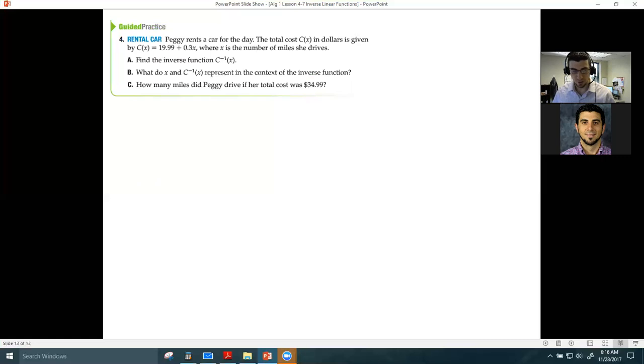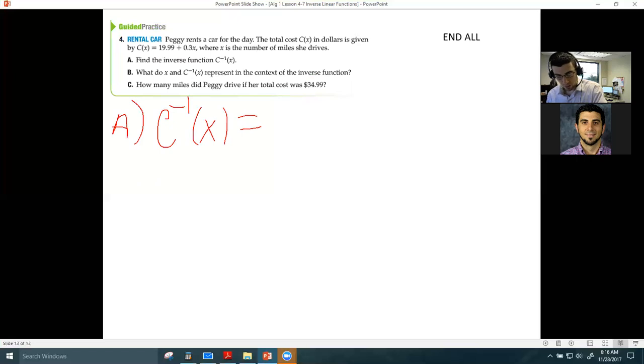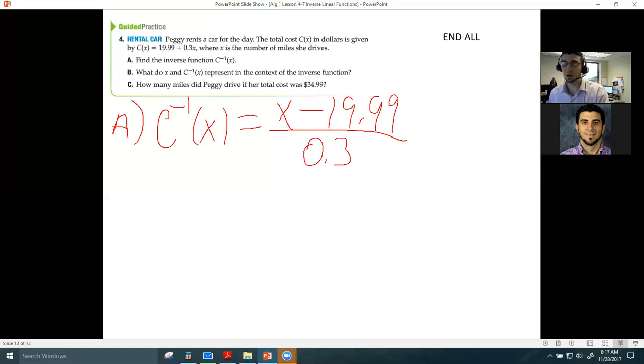All right, guys, we are back. So what did you get for C inverse? So for part A, you should have gotten C inverse of X equals (X minus 19.99) over 0.3. Let me fix that. I don't like how that looks. And again, I would leave it like that, X minus 19.99, all of that divided by 0.3.